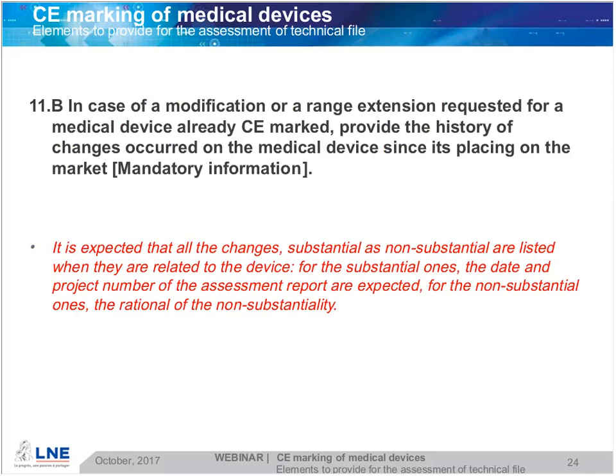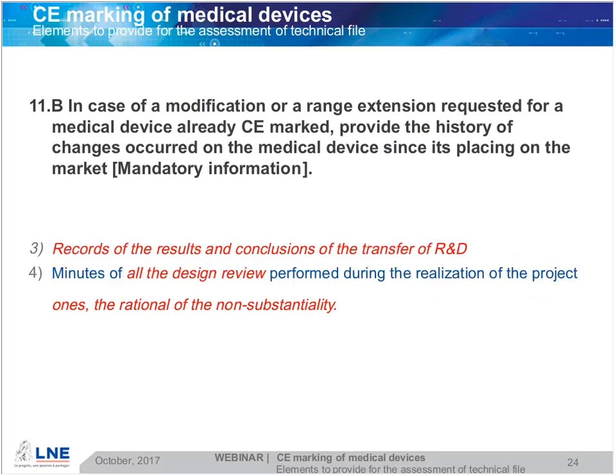Section 11B is related to the history of the changes which occurred on the medical device. It is expected that all the changes, substantial as well as non-substantial, are listed when they are related to the device. For the substantial ones, the date and project number of the assessment report are expected. For the non-substantial ones, the rationale of the non-substantiality.